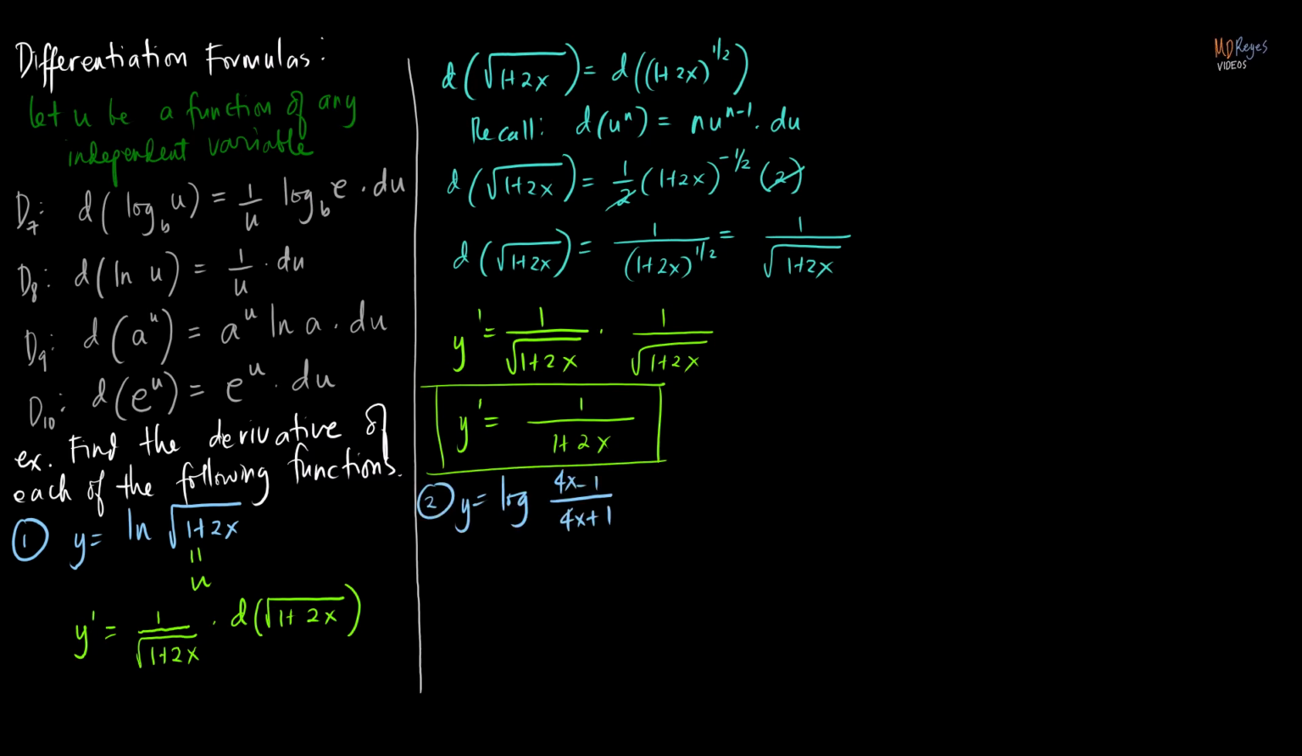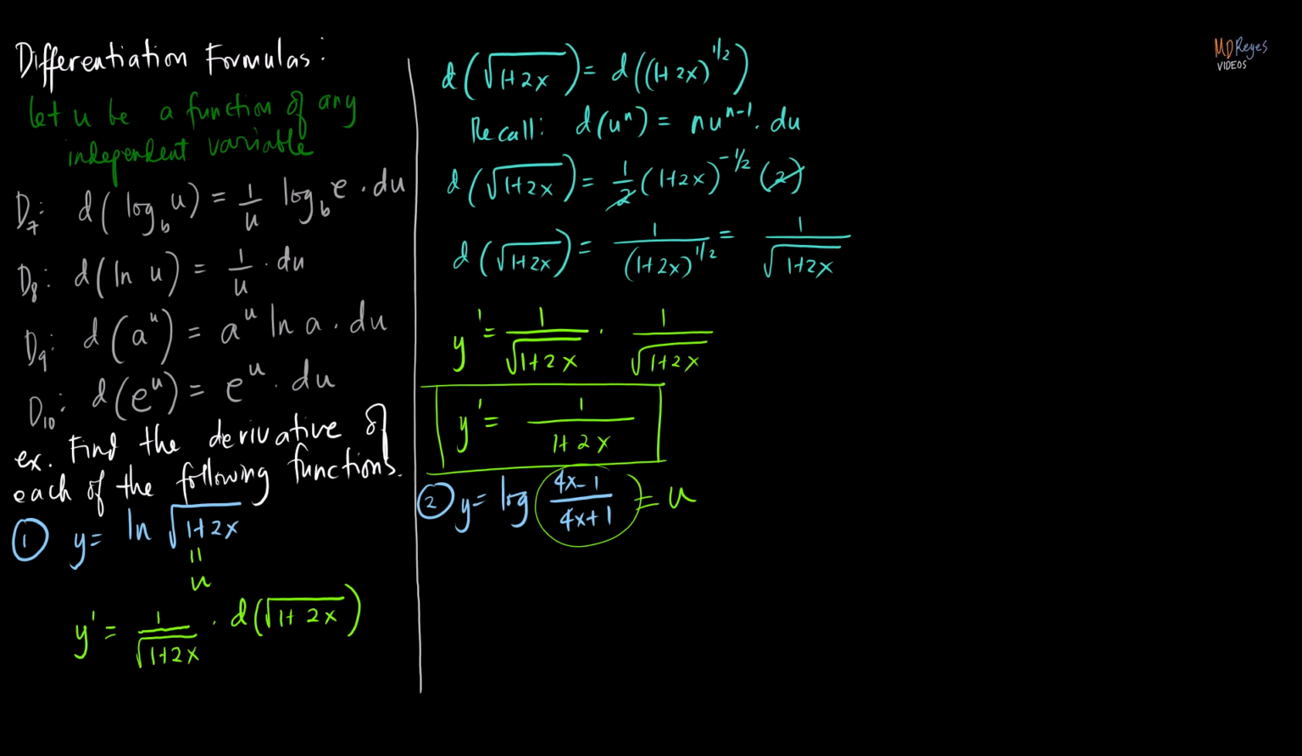Example number 2, we have y equals logarithm of 4x minus 1 over 4x plus 1. If you don't see the base of the logarithm, it's a common logarithm to the base 10. And we don't have to write 10 anymore if it's the base. So this portion is equal to u.